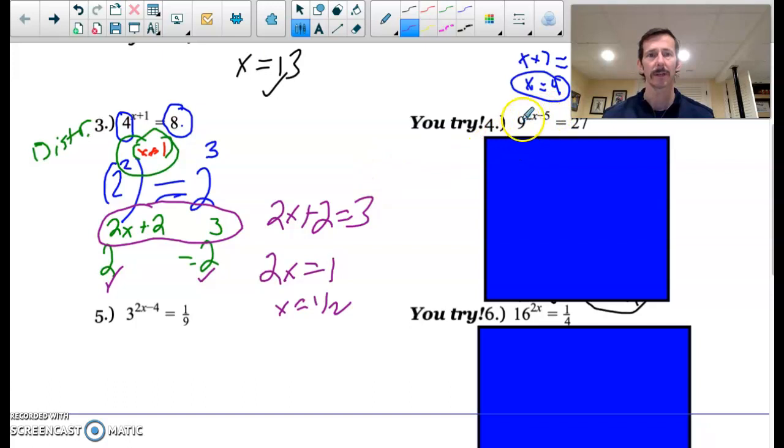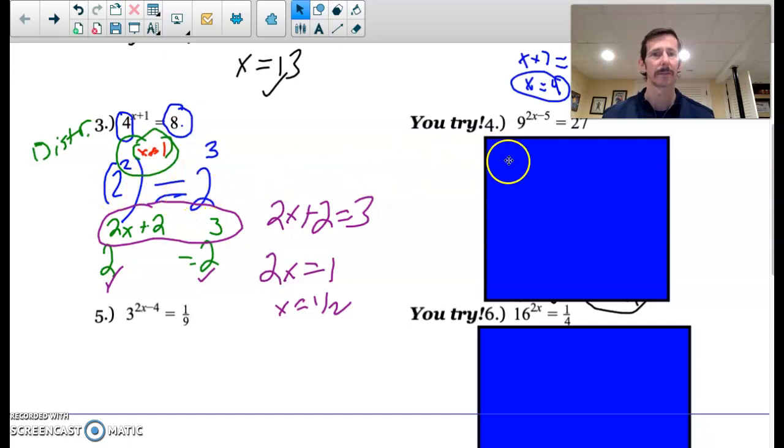All right, you're going to try one again. Notice 9 and 27 are not powers of each other. I can't write 27 as a power of 9, and I can't write 9 as a power of 27. So you got to first figure out what that base is going to be. Pause the video, try this.